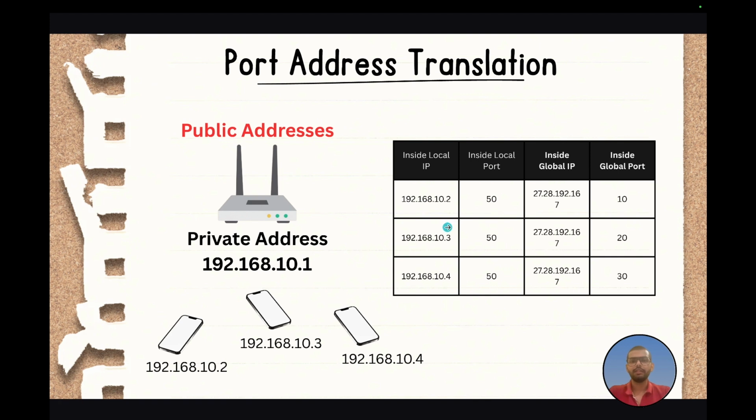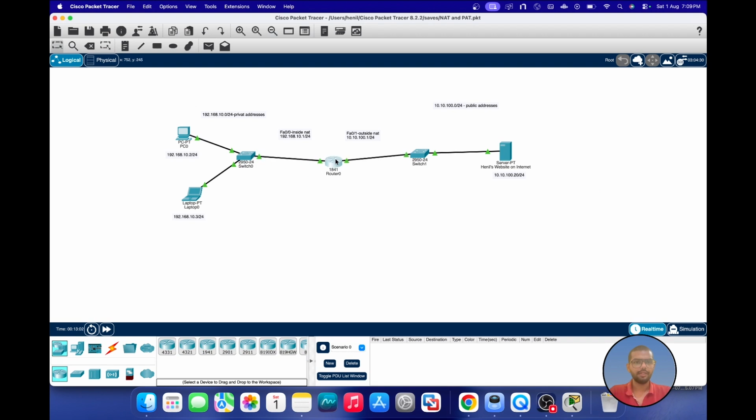Now let's see what happens from the practical perspective, and how you can configure PAT in Cisco routers in Cisco Packet Tracer. Here you can see we have this topology that we have seen in the last two videos. First we saw how to configure static NAT. Then in the same topology we saw how to configure dynamic NAT. Now from the configuration perspective, the configuration is very much similar to dynamic NAT.